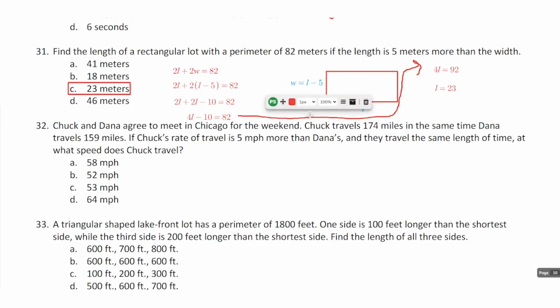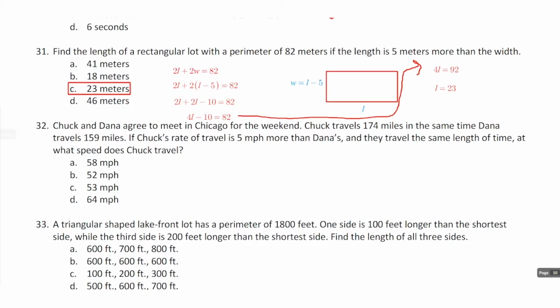32. Chuck and Dana agreed to meet in Chicago for the weekend. Chuck travels 174 miles in the same time. Dana travels 159 miles. If Chuck's rate of travel is 5 miles per hour more than Dana's, and they travel at the same length of time, at what speed does Chuck travel?